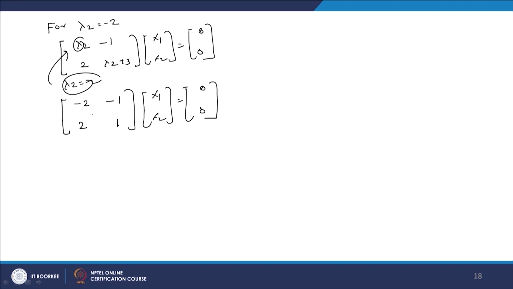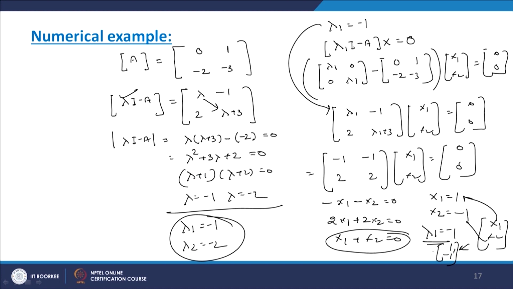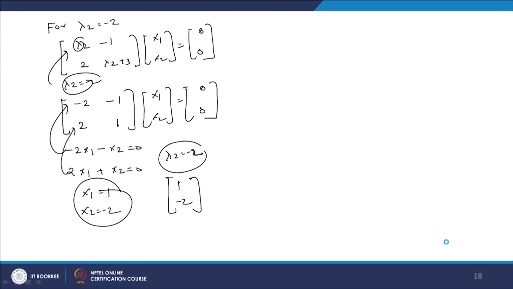Now we solve this equation. After solving, we get 2x1 minus x2 equal to 0, and the second equation 2x1 plus x2 equal to 0. That means this equation is for this row and this is for that row, and we find that again they are similar equations. That means 2x1 plus x2 equal to 0. Suppose we take x1 equal to 1, then x2 equals minus 2. Therefore when lambda 2 equals minus 2, the eigenvector is 1, minus 2. So for lambda 1 equal to minus 1 we have the eigenvector 1, minus 1, and for eigenvalue lambda 2 equal to minus 2 we have the eigenvector 1, minus 2.